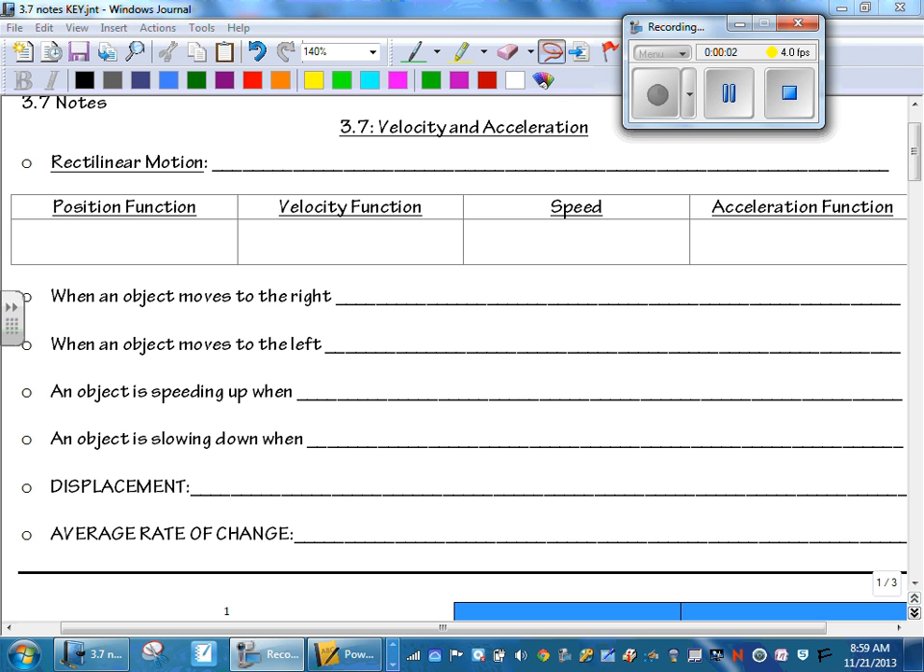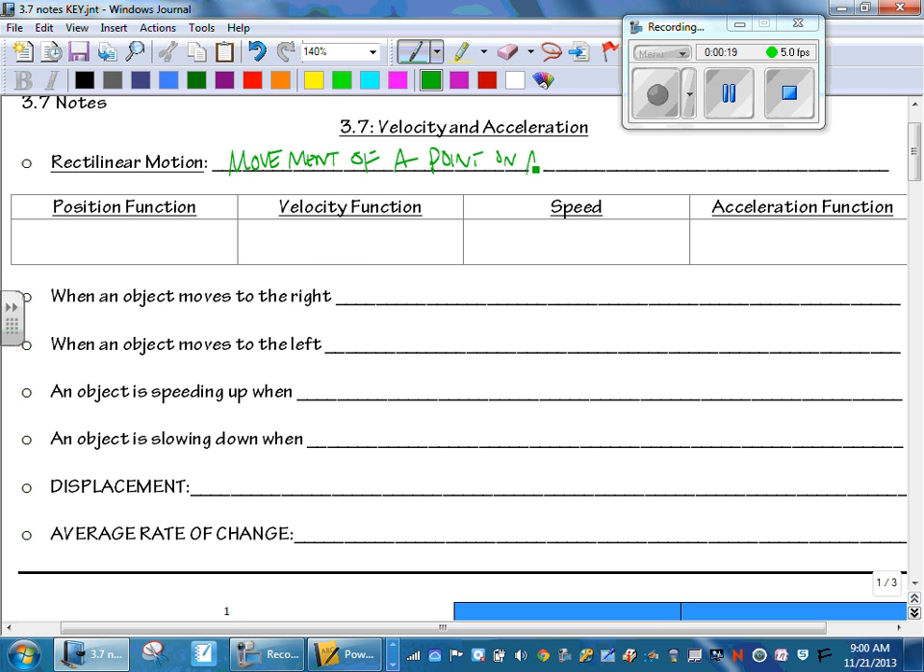We're talking about velocity and acceleration today and tomorrow. Today we're focusing on rectilinear motion, which is basically the movement of a point on a number line. So it's just moving left and right. There's no other movement in these types of problems.